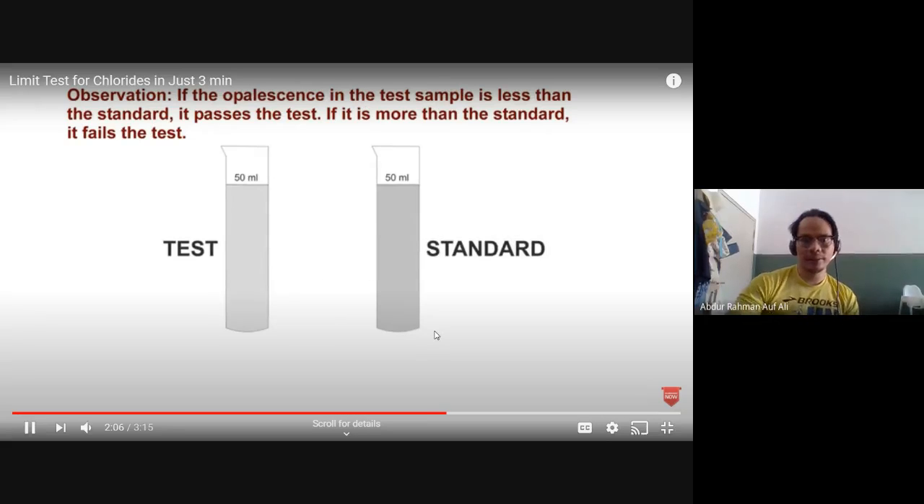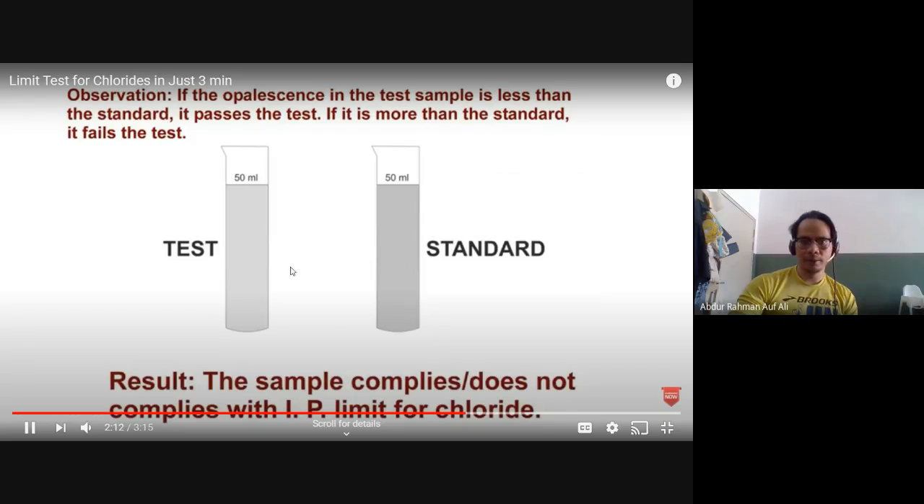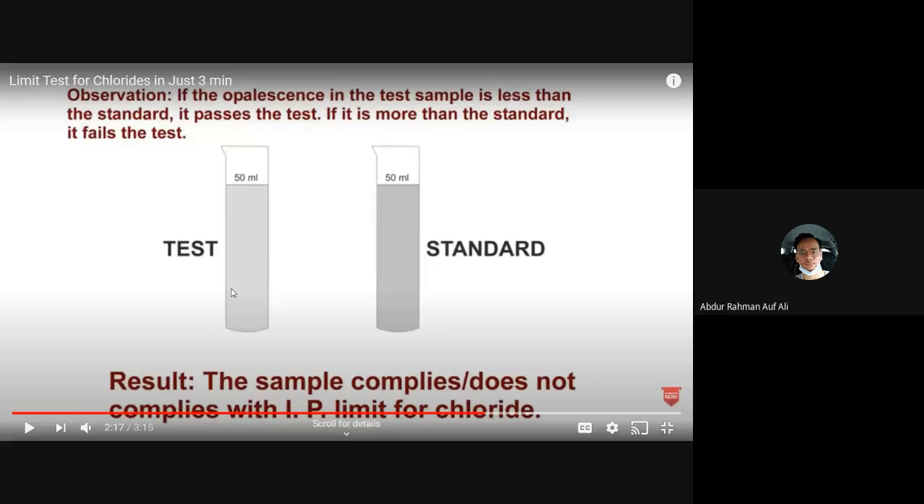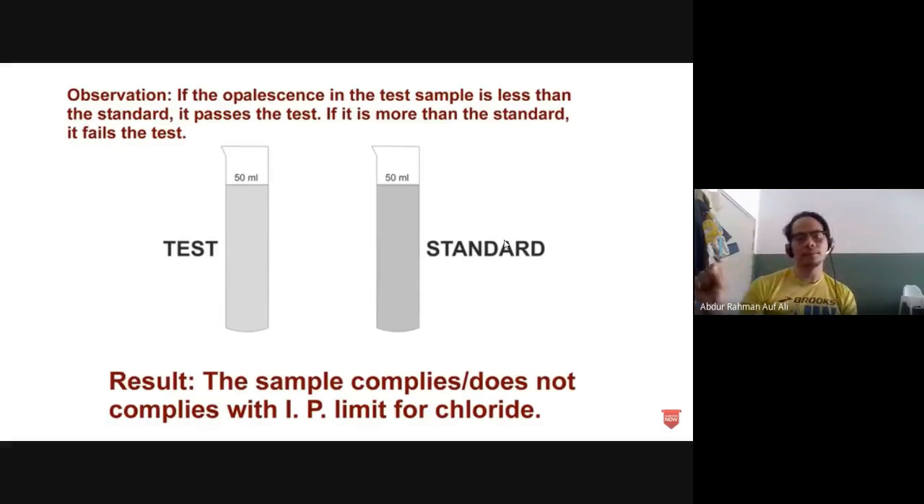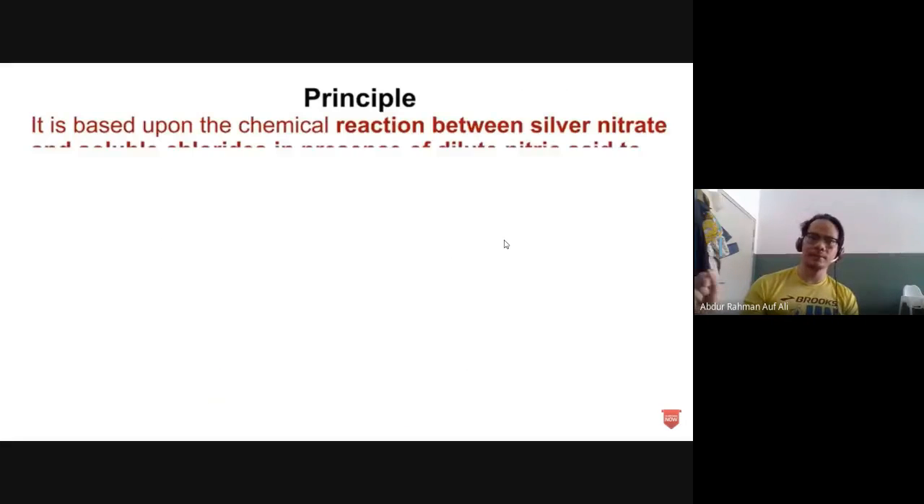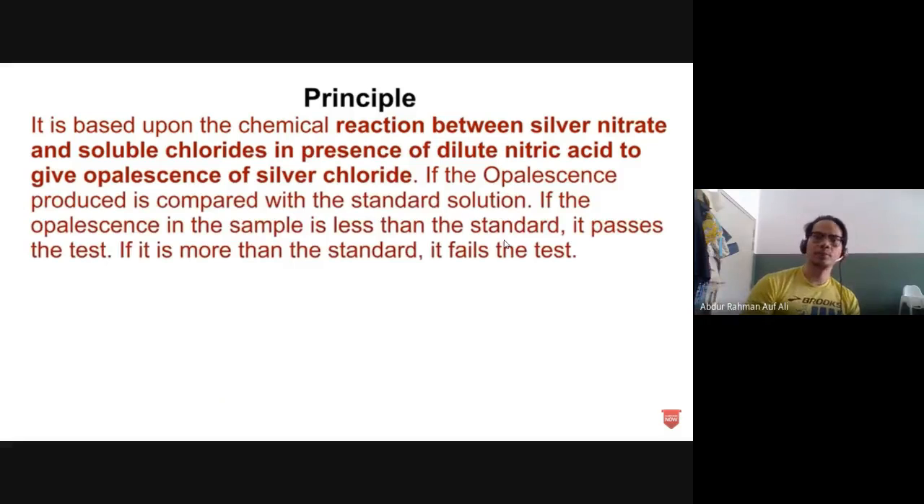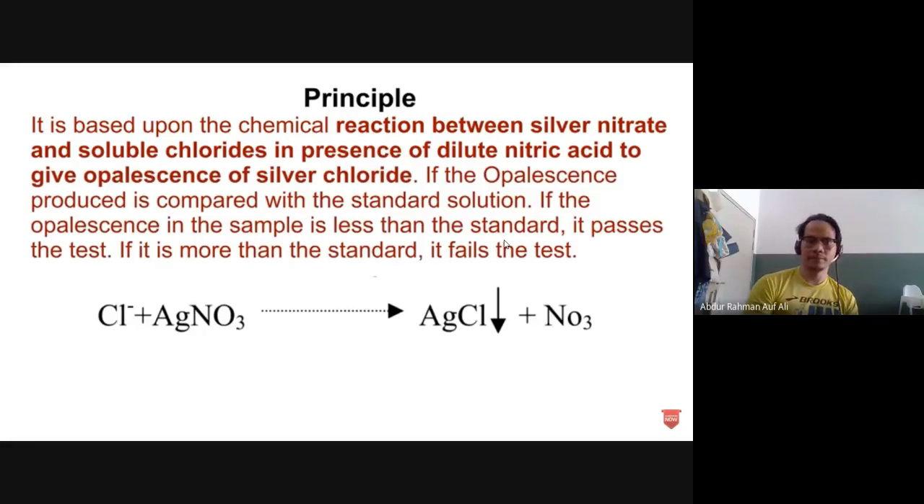Okay, so in here you see test in the left hand side, the standard solution is on the right hand side. So the sample here complies with the standard. Standard gelap kan, standard solution gelap, dia punya warna dia cerah sikit. So that means the chloride is less than the standard. So kamu punya result is kamu just cakap, okay, the opalescence of the sample is less than the standard, so it passes the test. So prinsipnya macam dalam lab manual lah, it's the same.